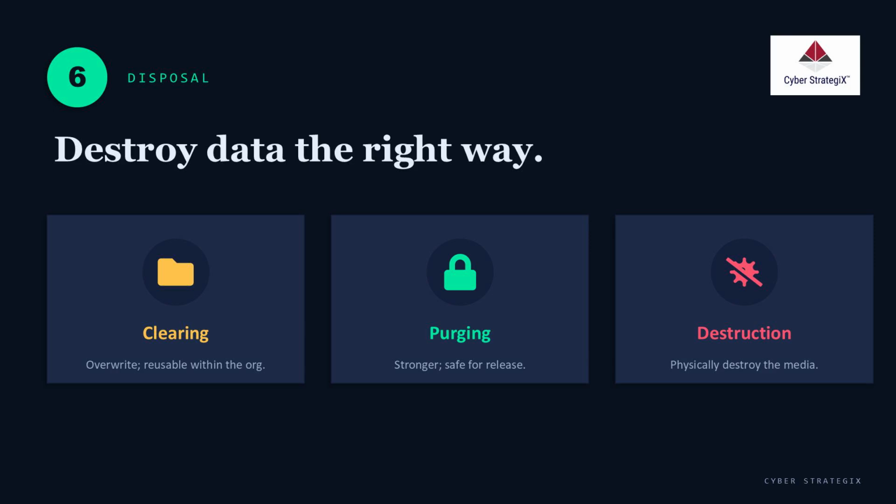When data's life ends, sanitize it properly. Clearing overwrites data so it can't be recovered by normal means. Fine for reuse inside the organization. Purging is stronger, like degaussing or secure erase, making data safe even when media leaves the organization. Destruction physically shreds, incinerates, or pulverizes the media. The right method depends on the data's classification.